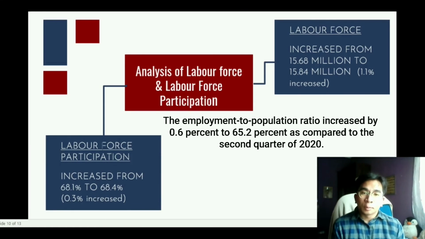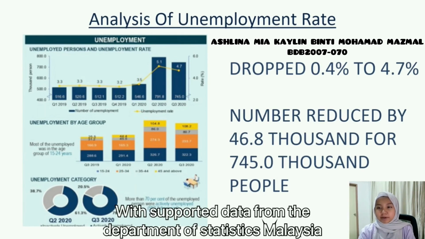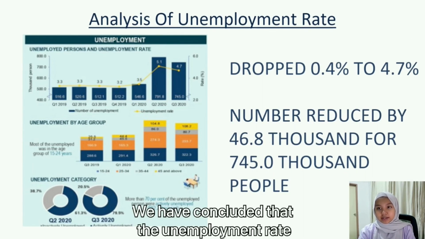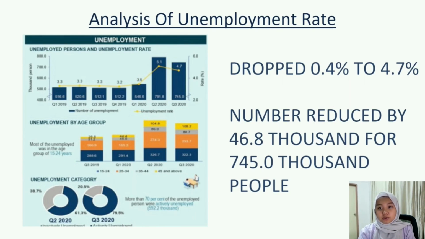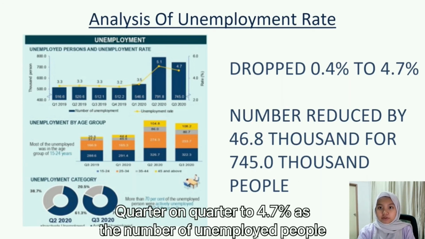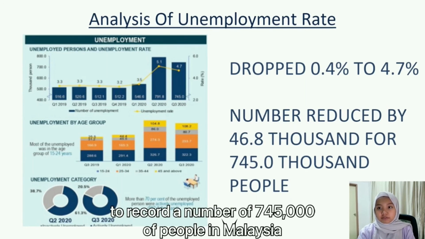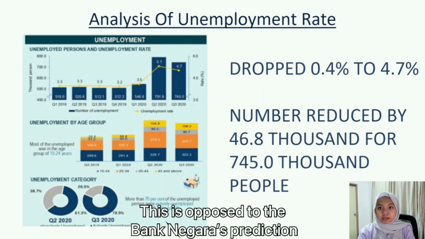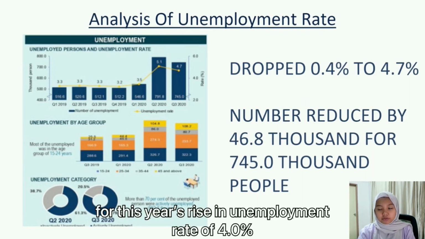The employment to population ratio increased by 0.6% to 65.2% as compared to the second quarter of 2020. Meanwhile, during this quarter, outside the labor force stood at 31.6%. With supported data from the Department of Statistics Malaysia, we have concluded that the unemployment rate from the year 2019 to 2020 dropped 0.4 percentage points quarter on quarter to 4.7% as the number of unemployed people reduced by 46,800 to record a number of 745,000 people in Malaysia. This is opposed to Bank Negara's prediction for this year's rise in unemployment rate of 4.0%.